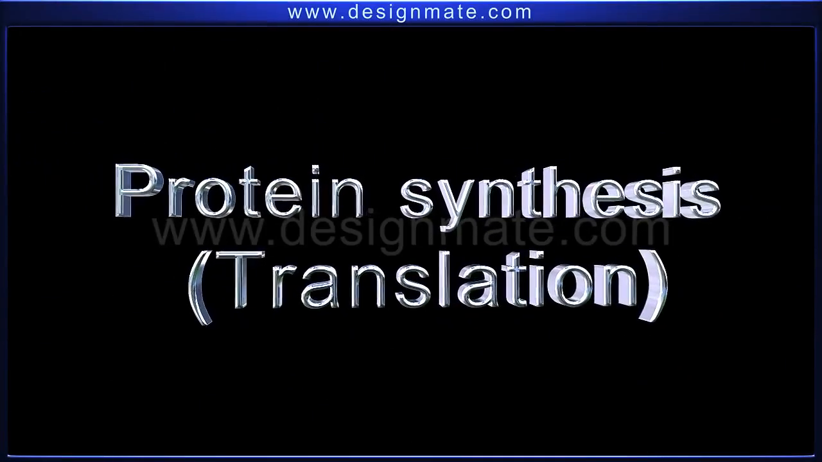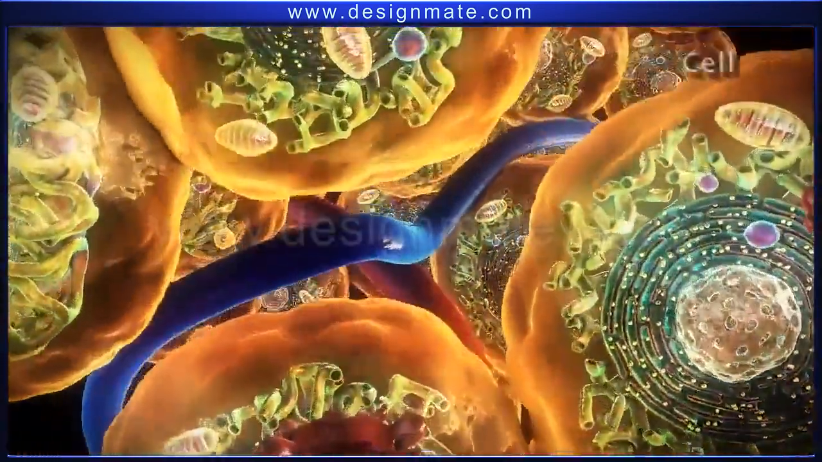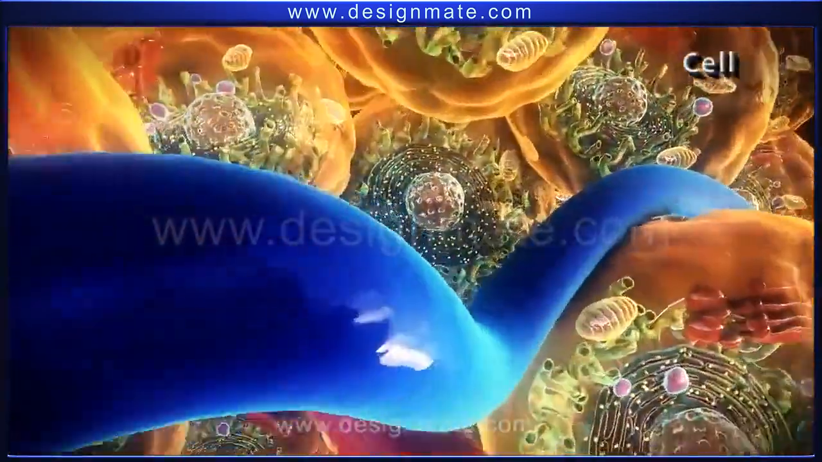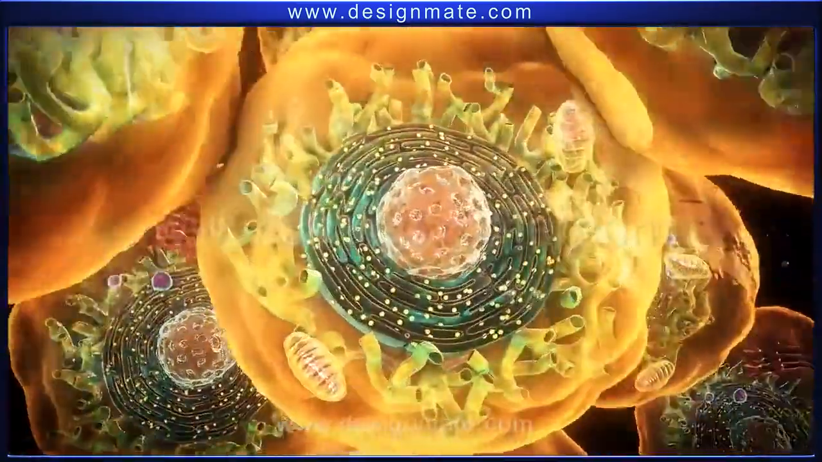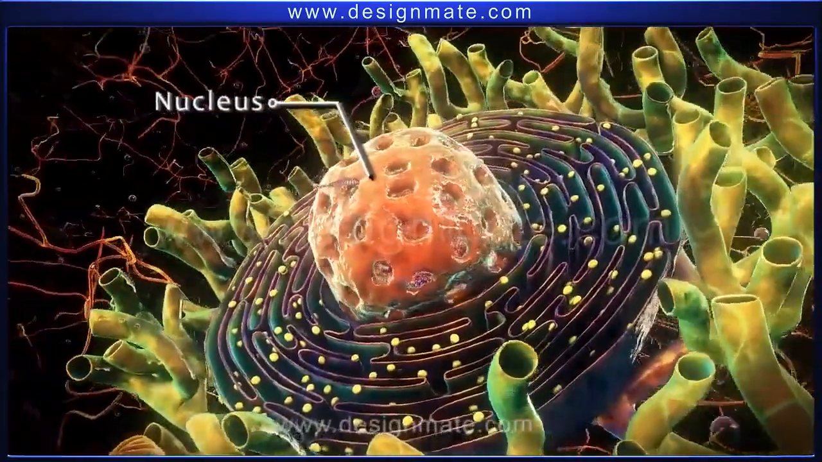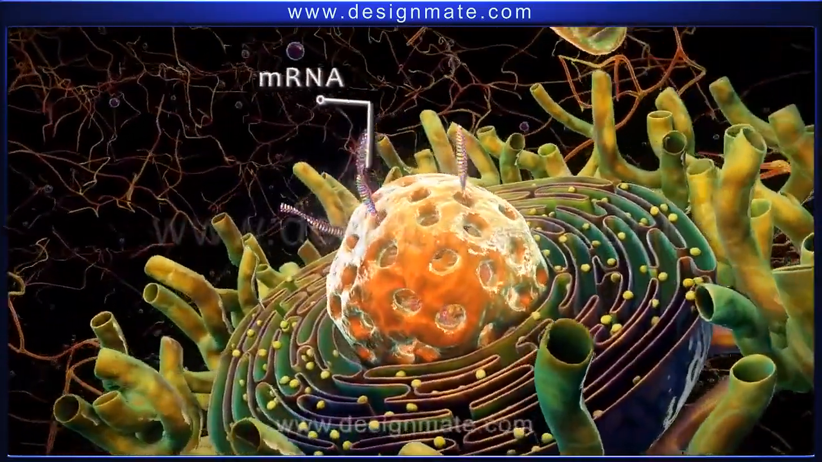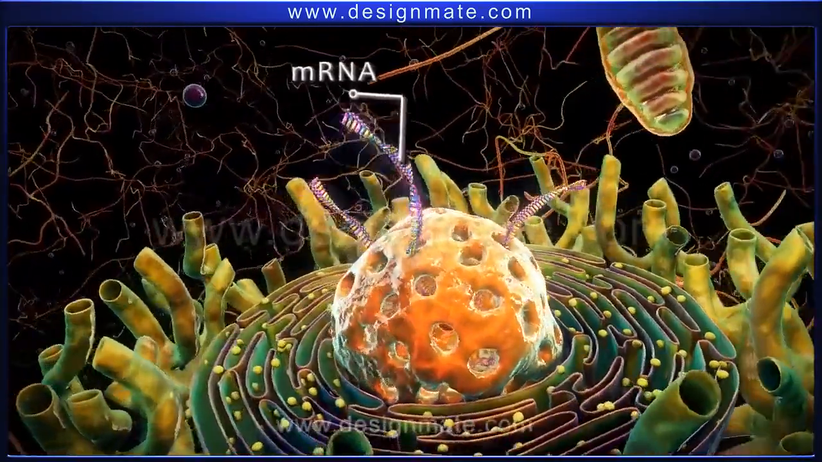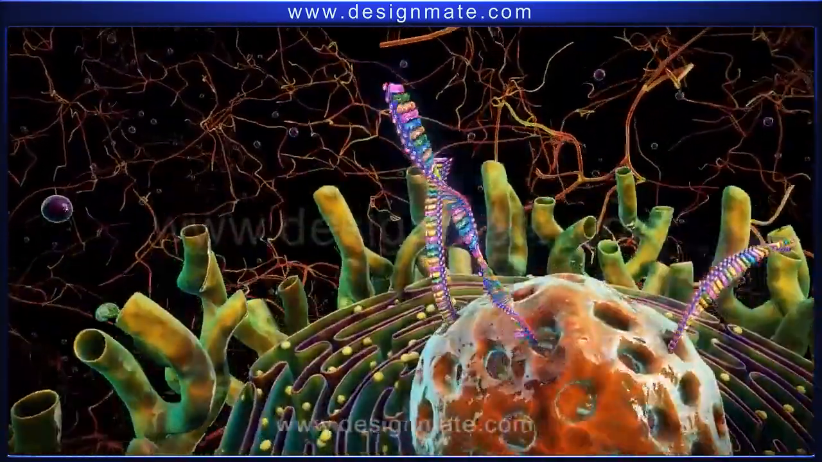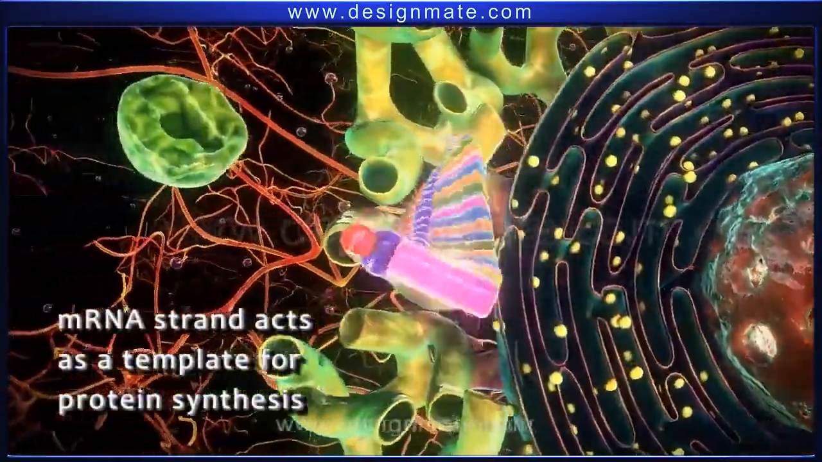Protein synthesis, translation. Inside the body, the process of translation occurs within every single cell. Each cell has a nucleus. After transcription, mRNAs move out of the nucleus and enter the cytoplasm. This mRNA strand acts as a template for protein synthesis.